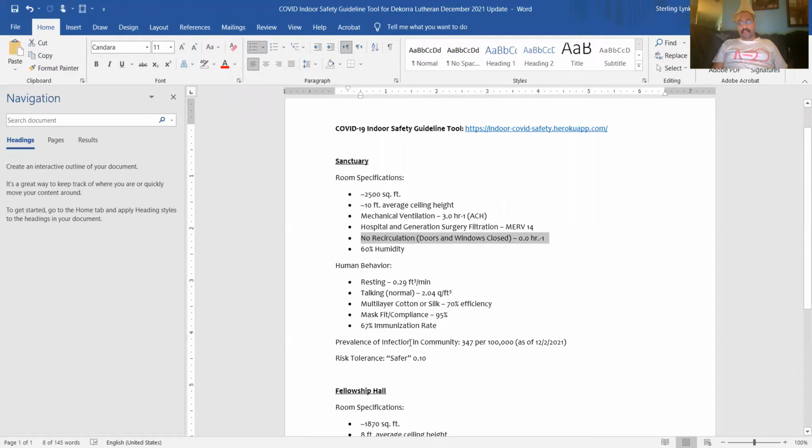You may find this useful. Prevalence of infection in the community. This is not something you can play with, but this changes week over week. Right now we're at 347 per 100,000. That's a very high infection rate. That's a lot of infection that we're still burning through per 100,000 people in Columbia County.